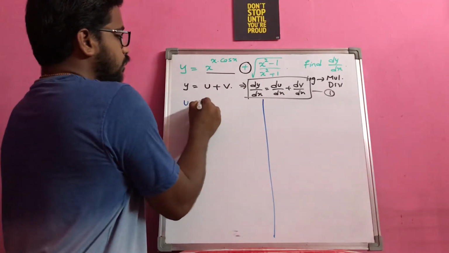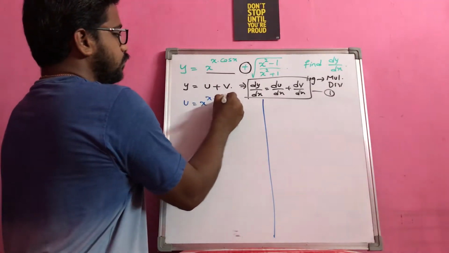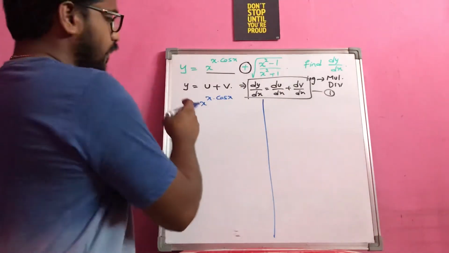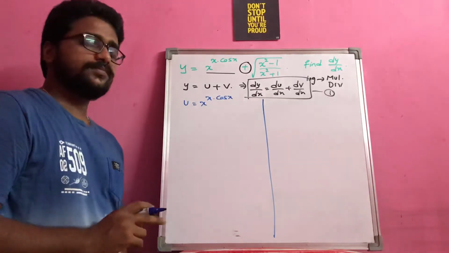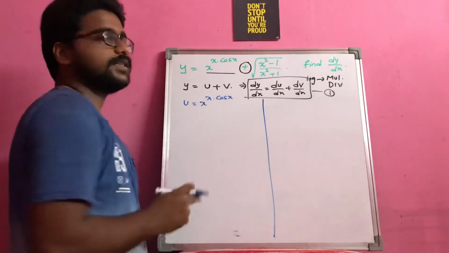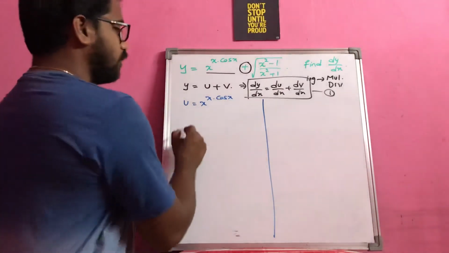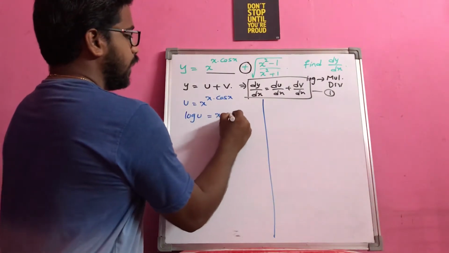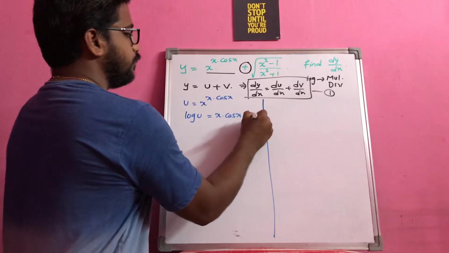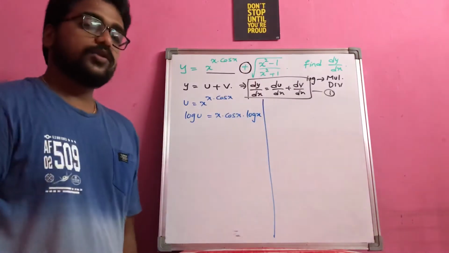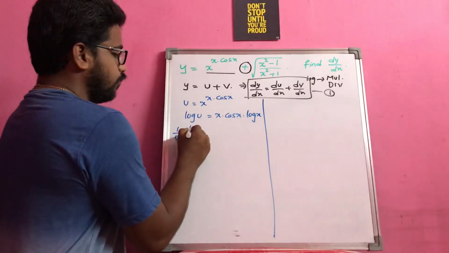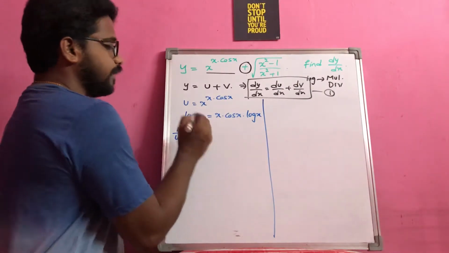So u is equal to x power x into cos x. So here you can observe this is a function power function and there are no further addition terms here. I can apply logarithm directly. So I will get log u is equal to x into cos x into log x. Now I have to apply the differentiation, which will give me 1 by u du by dx.